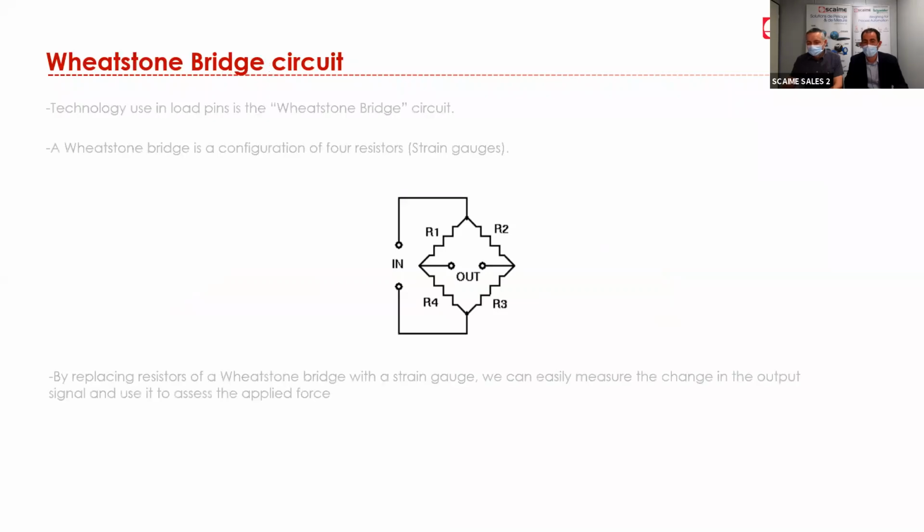So now, how are strain gauges used? The strain gauges will be used in a Wheatstone bridge circuit that you can see from this drawing. A Wheatstone bridge circuit is a configuration of 4 resistors that will be strain gauges in the case of load pins. By replacing a resistor on the bridge, we can easily measure the change in the output signal and use it to assess the applied force.